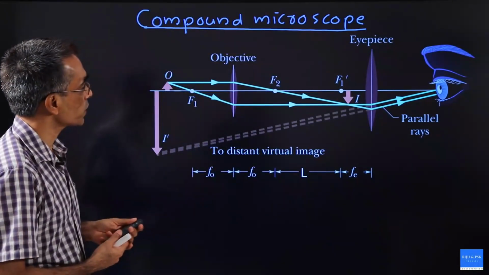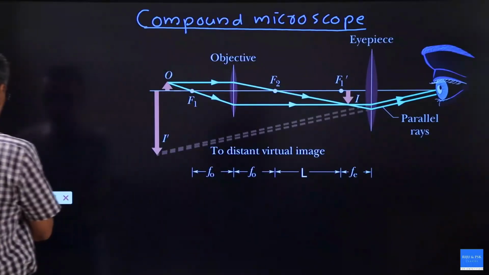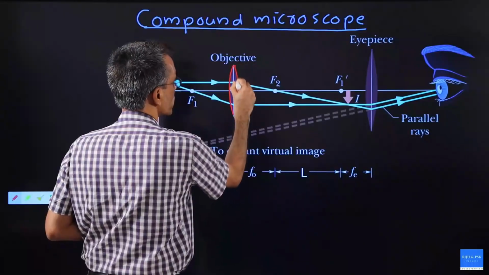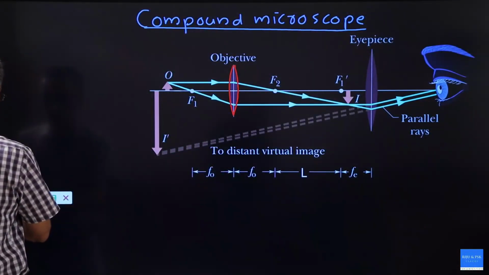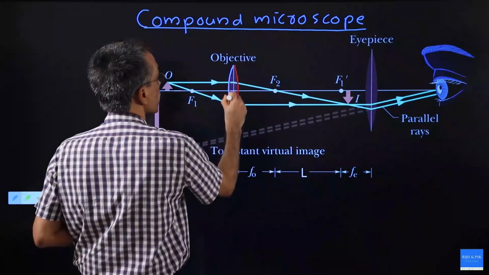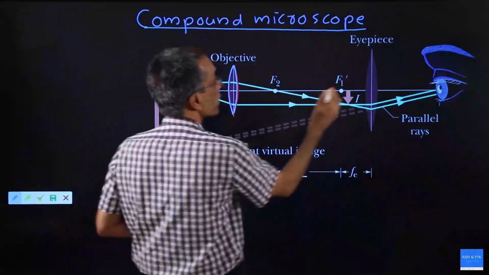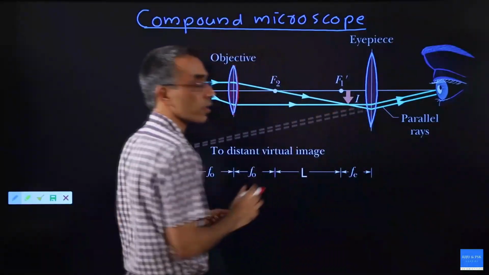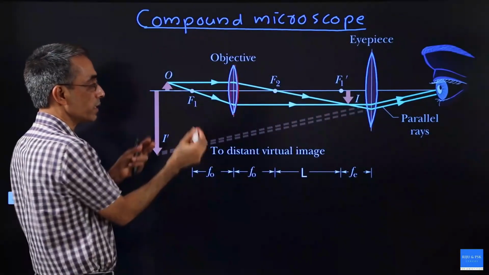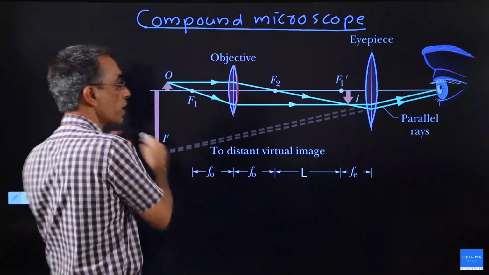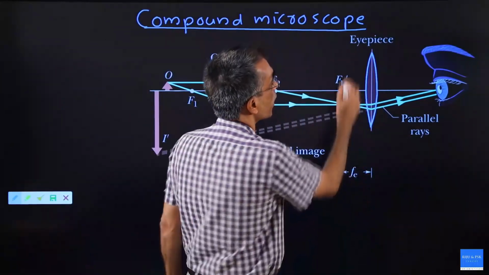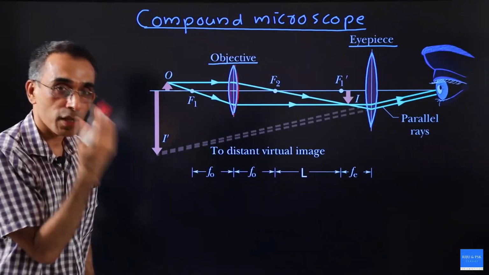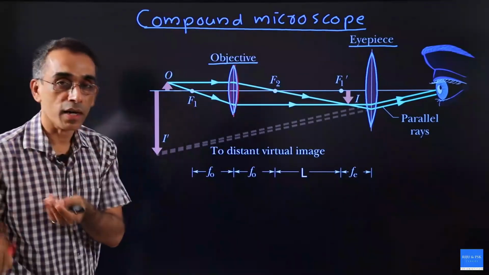What kind of lenses are we using? Both are convex-shaped lenses. The first one is a convex lens. The second one is also a convex lens. We use two convex lenses. One lens will be near the object, another lens will be near the eye. So this is called the eyepiece and this is called the objective lens. The objective lens is near the object, the eye lens is near the eye.